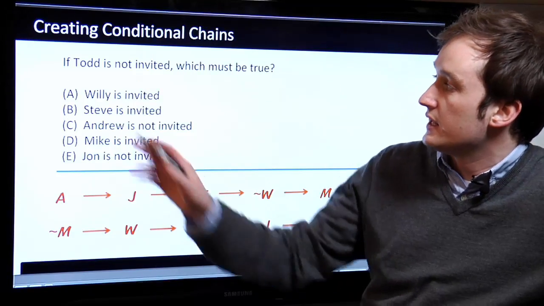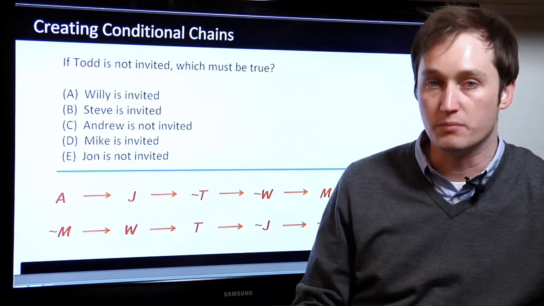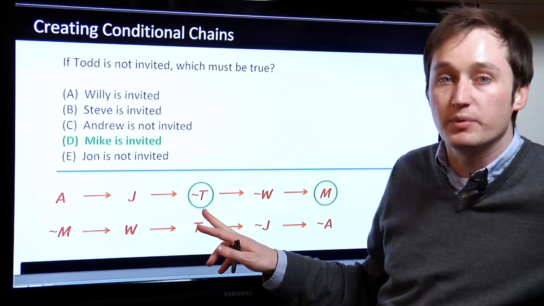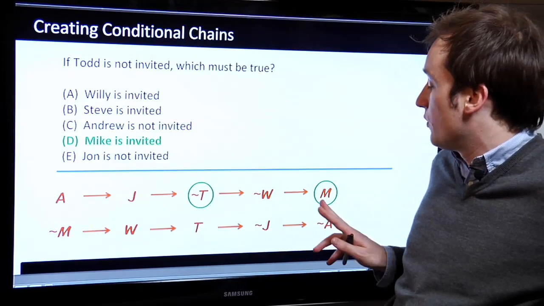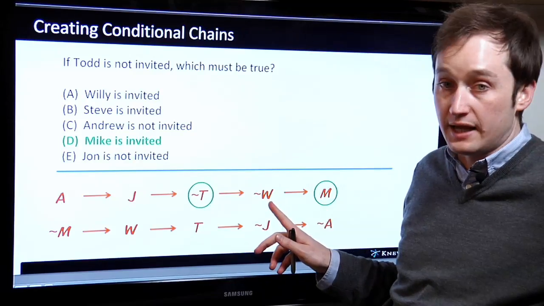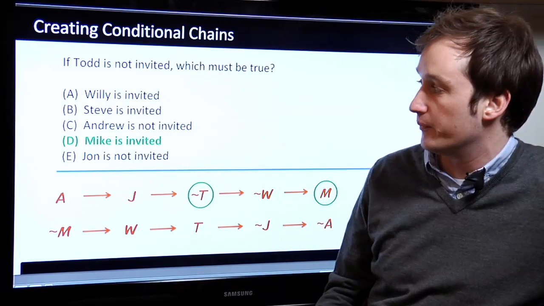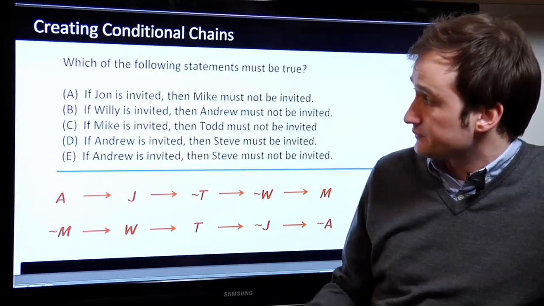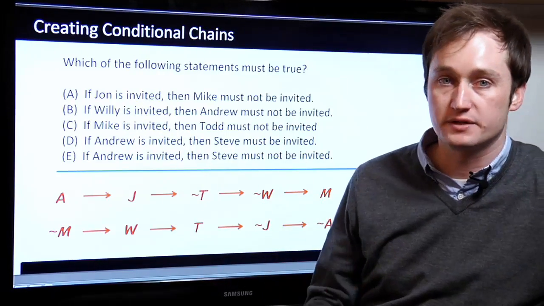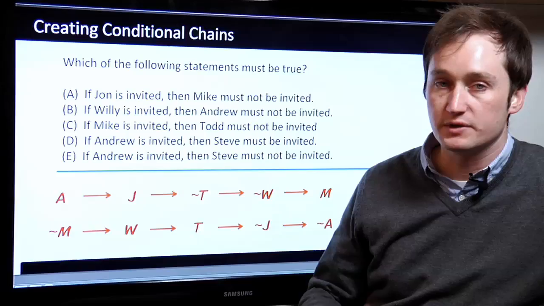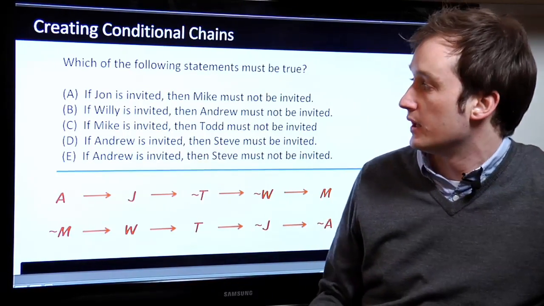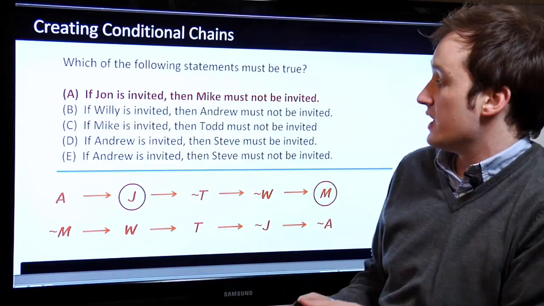For instance, if Todd is not invited, which of the following must be true? Well, all I have to do then is find where Todd does not happen on my chain of logic and figure out what must be true. Well, Willie can't come, and Mike has to come, which is D. Mike is invited. Similarly, which of the following statements must be true? I would just go through these statements one by one and see if they adhere to the logical chain that I've created. If John is invited, then Mike must not be invited.